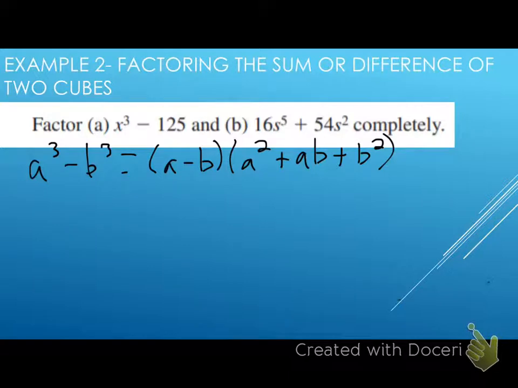The hardest part about using these formulas is finding your a and b value. The rest of it's just plugging in and simplifying. So do you all remember how we find our a value? Cube root of what? Of x cubed, right? So what would the cube root of x cubed give me? X. So my a value is x. How do I find my b value?